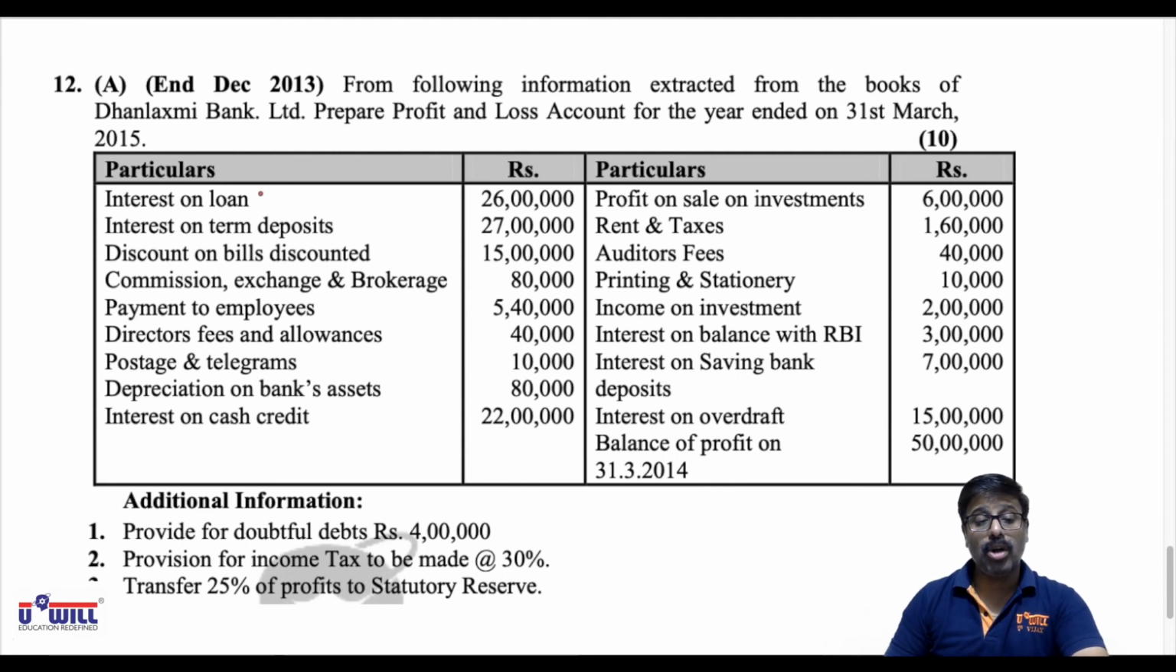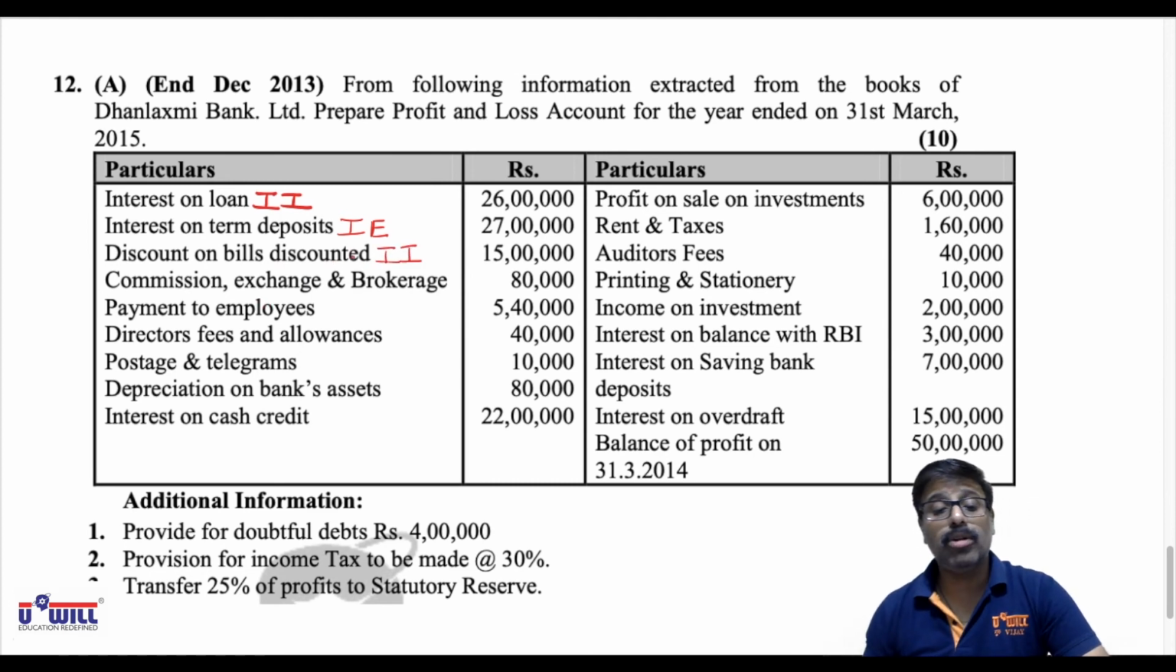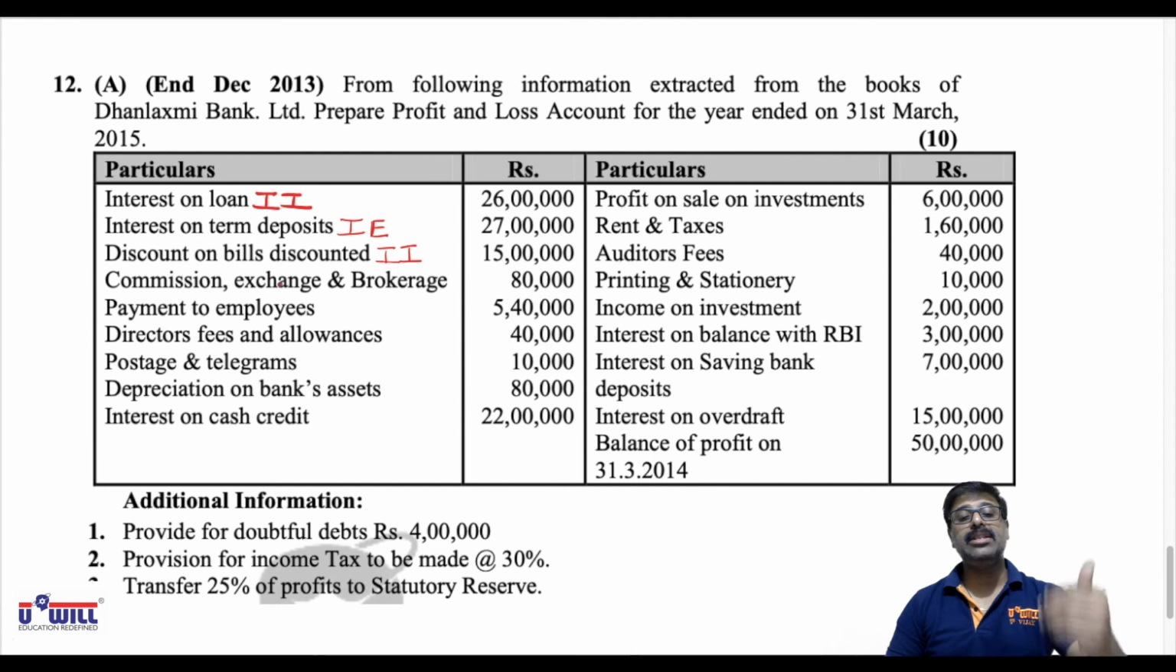Now, interest on loan for the bank, it's an income. Interest income, all of you mark it as II. Then interest on term deposits. Now, term deposits means we keep fixed deposits with the bank. Bank gives us interest on that. So that is interest expended for the bank. Discount on bills discounted is interest income. Discount on bills means nothing but the interest charged by the bank for giving us the money early. So that is an interest income.